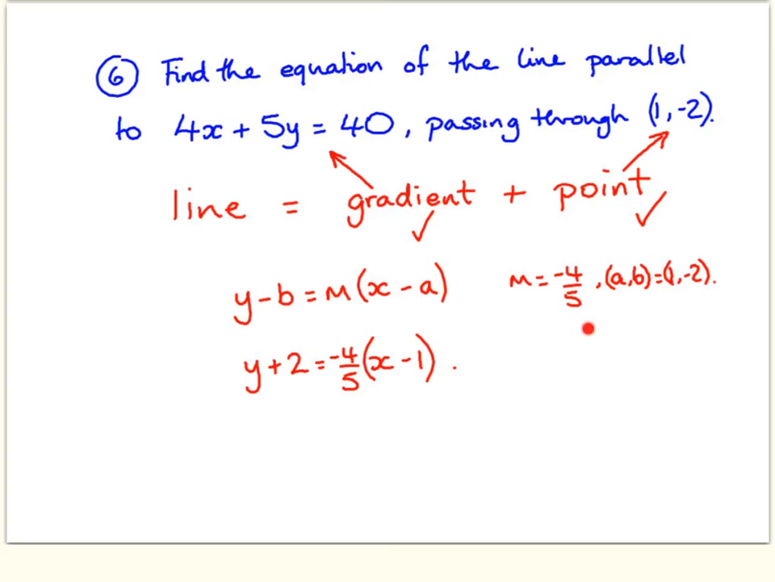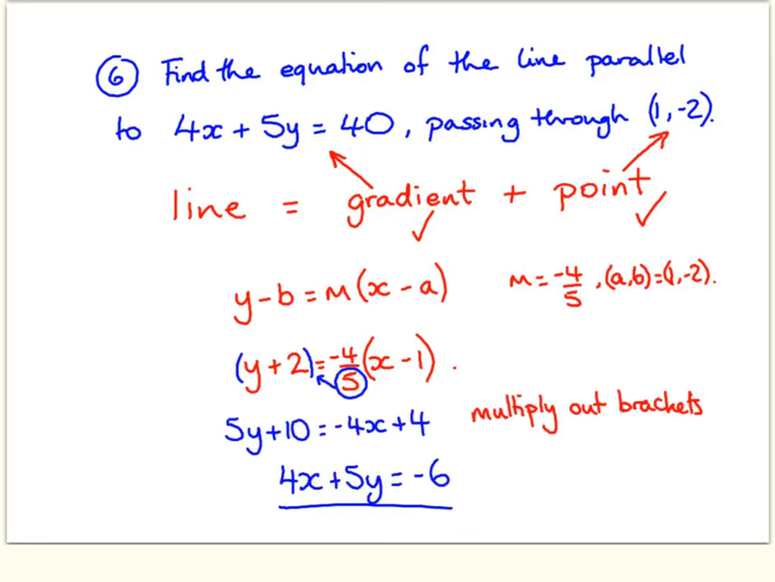m is minus 4/5 from rearranging this. a and b are 1 and minus 2, so minus 4/5 goes in here. a, which is 1, goes in here, and b, which is minus 2, goes in there. And remember, because you're taking away b, it's taking away minus 2. So that's what you've got for your equation. In some cases you'll need to rearrange it if it says write it in something like this form.